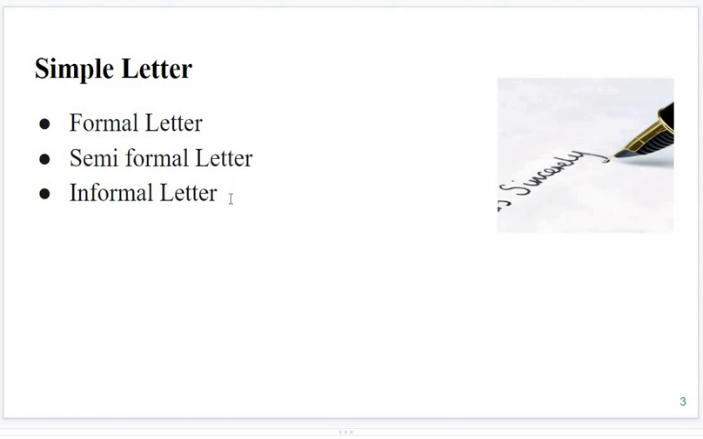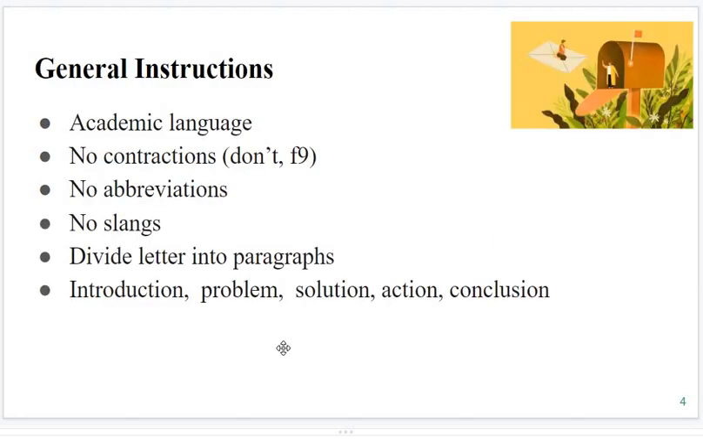Informal letter: these are for those people with whom you behave informally. For instance, your classfellows and close friends, with whom you have an informal relationship, so you will write informal letters. And between these two extremes, there is a semi-formal letter, for people with whom you have some acquaintance. General instructions for writing letters: the language should be academic.